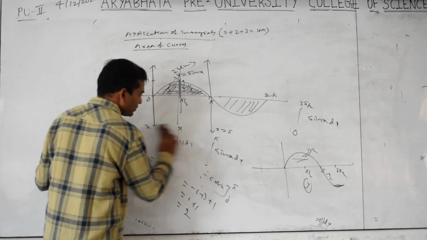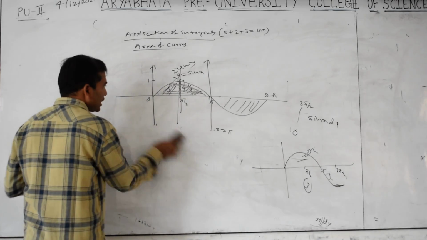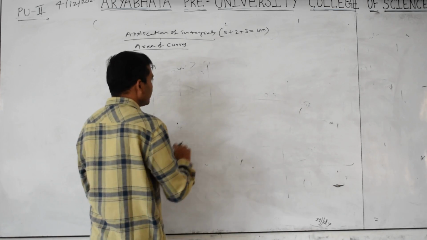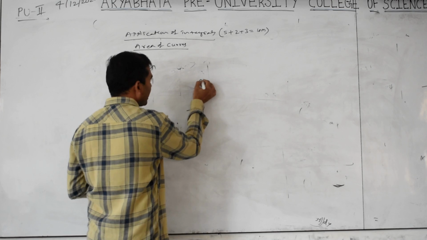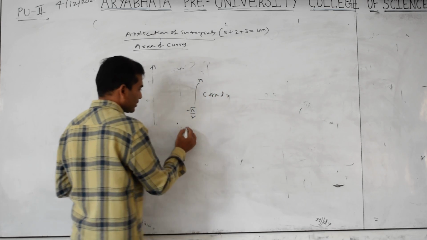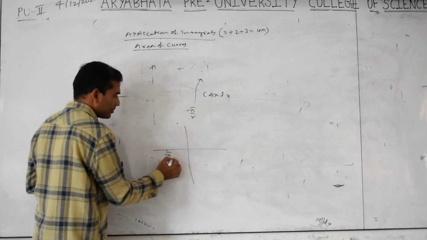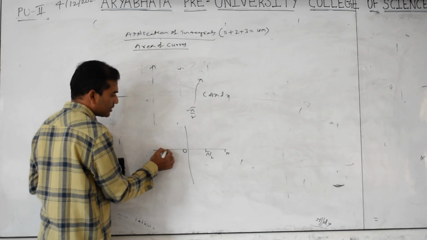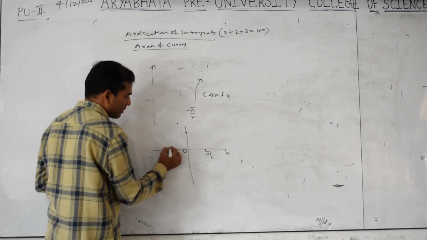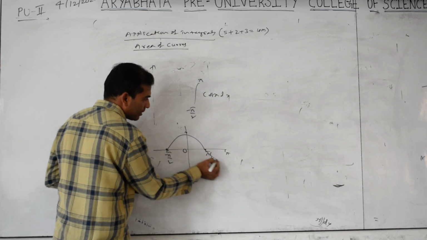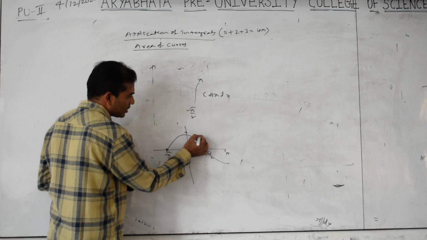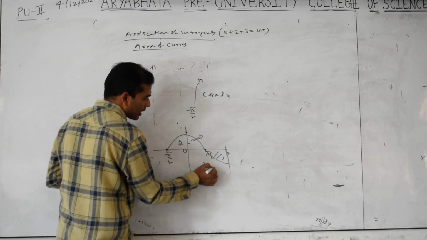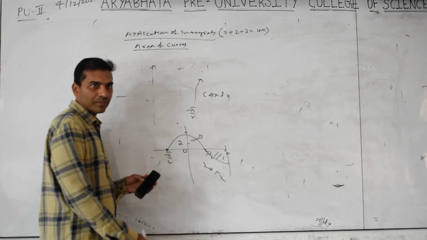Understood? It's the same thing for cos x also. Integration from minus pi by 2 to pi of cos x dx. If they ask, here minus pi by 2, 0, plus pi by 2, plus pi. Tell me, cos of minus pi by 2 is 0, cos 0 is 1, cos pi by 2 is 0, next cos pi is minus 1. Tell me, this area is 2, this area is 1. 2 plus 1, you can check it.